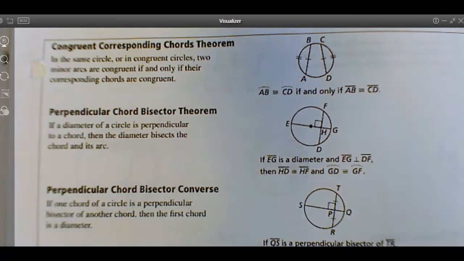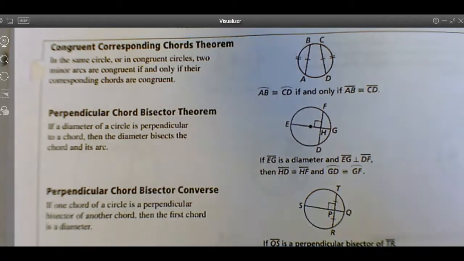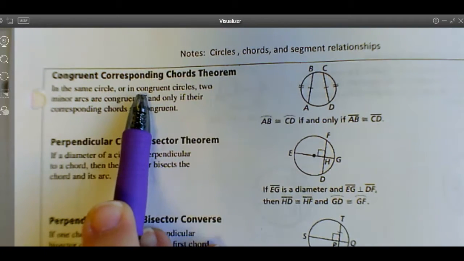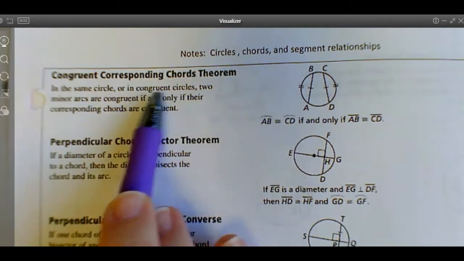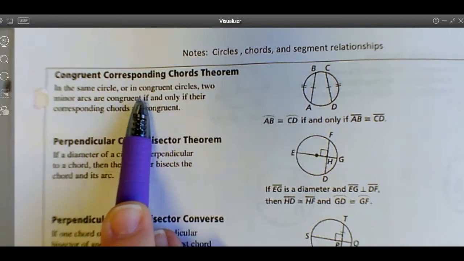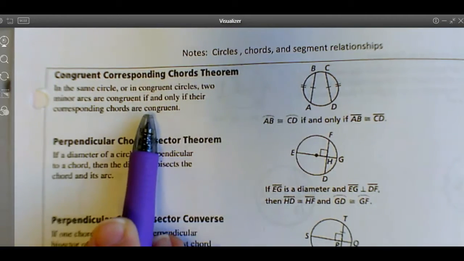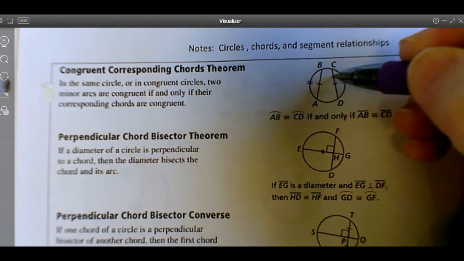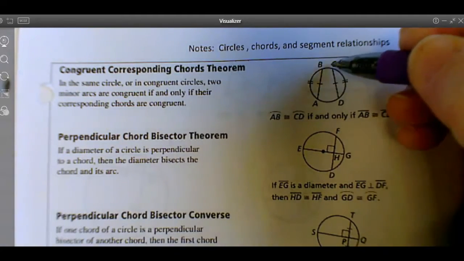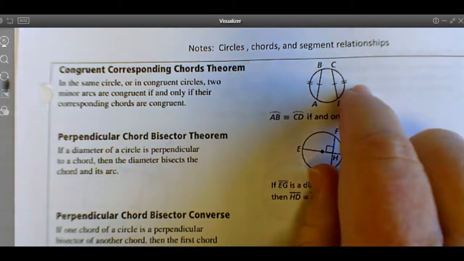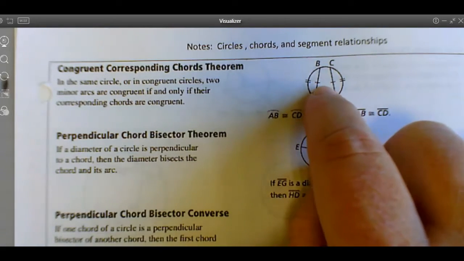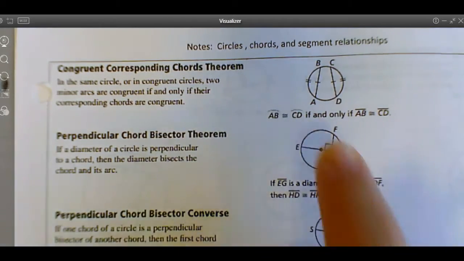Okay, so as we talk about finding lengths of chords and radius and all those other kinds of things, the first one says, if you have two minor arcs, they are congruent if and only if their corresponding chords are congruent. That makes sense. If this chord and this chord are congruent, if they're the same size, that means the two arcs are the same size. Makes sense. The arcs around them are the same, the chords are the same. Okay? That's what that one says.